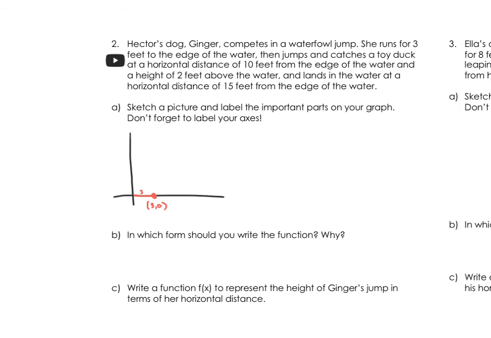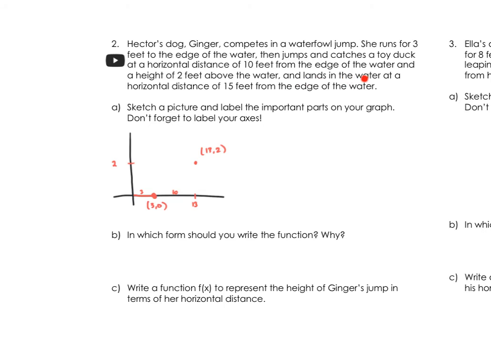So if this is the water's edge, 10 feet away, this point would be 13, and the height is 2 feet above the water. So that's the y value. So this point is (13, 2). The reason why it's 13 and not 10 is because, remember, she ran 3 feet first. So that's why we do 3 plus 10. That gets us to 13. Okay, so there's the second point.